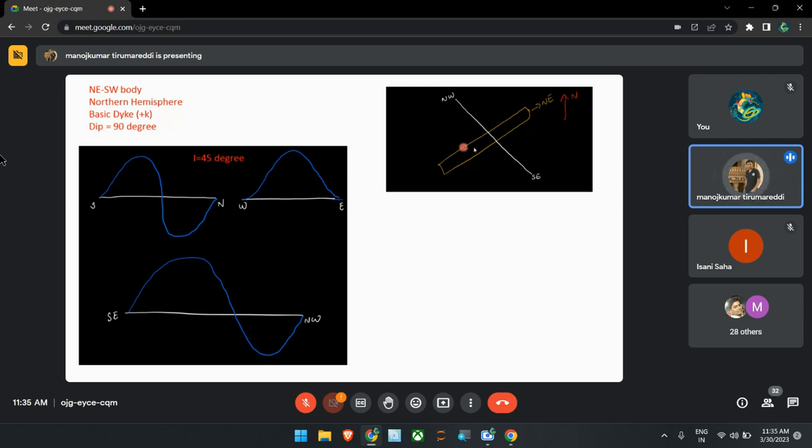If the body is east-west, we will get this curve. If the body is north-south, we will get this curve. If the body is intermediate, the anomaly will also be intermediate between these two, that is high positive and low negative. If you want to calculate the secondary field behavior, you can visualize it by practicing.